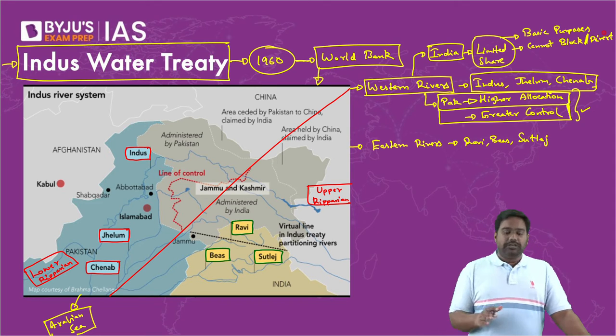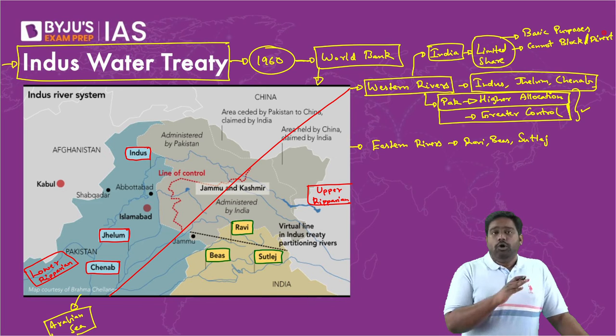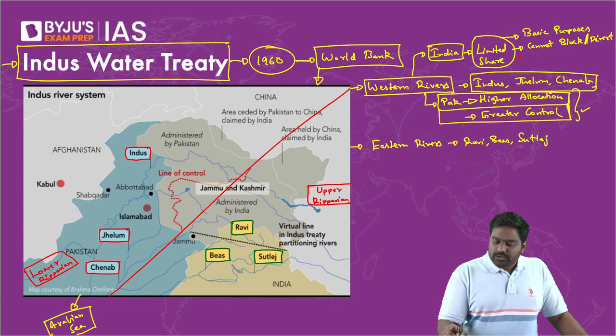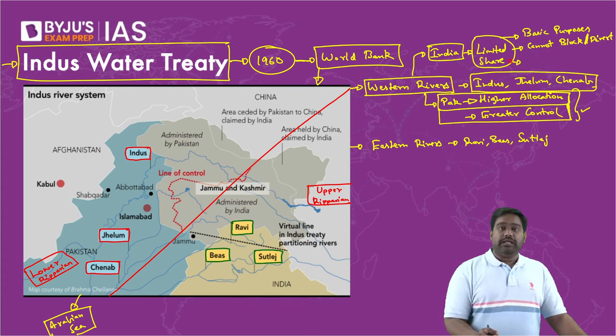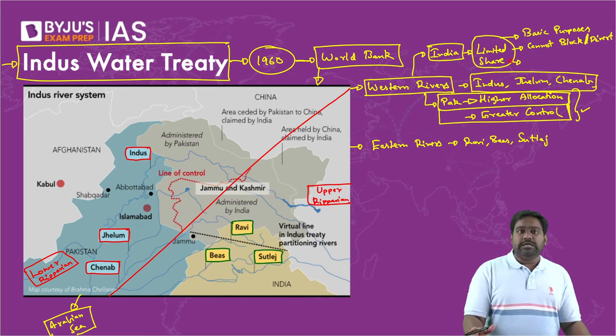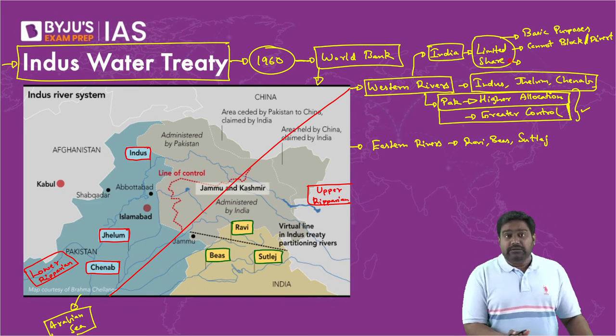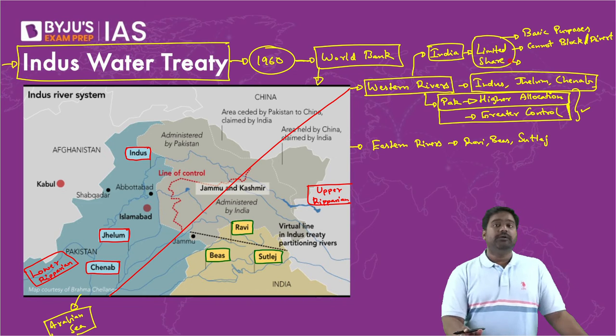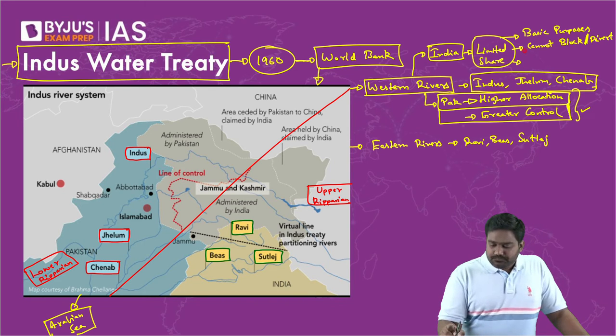India is prohibited from diverting these three rivers or blocking them permanently, which means we can't build regular water storage dams. We can't divert the water entirely for irrigation. We can't divert that into canals. We can't do that. However, hydro projects are allowed.